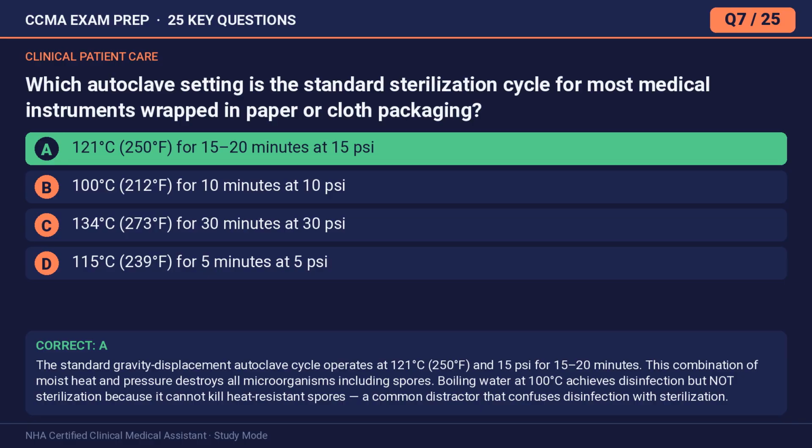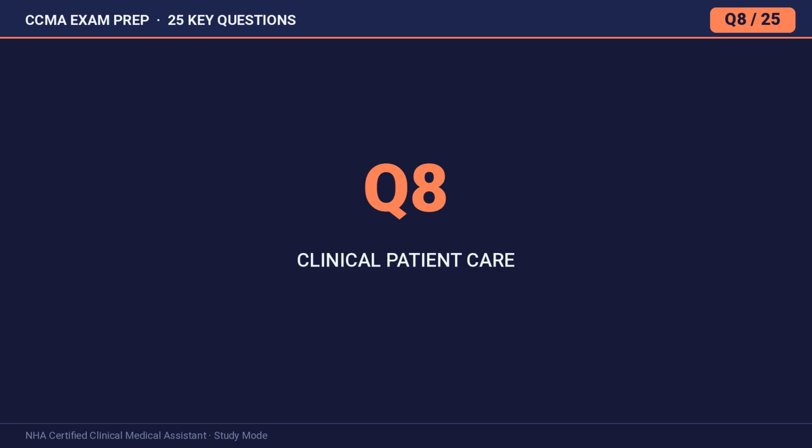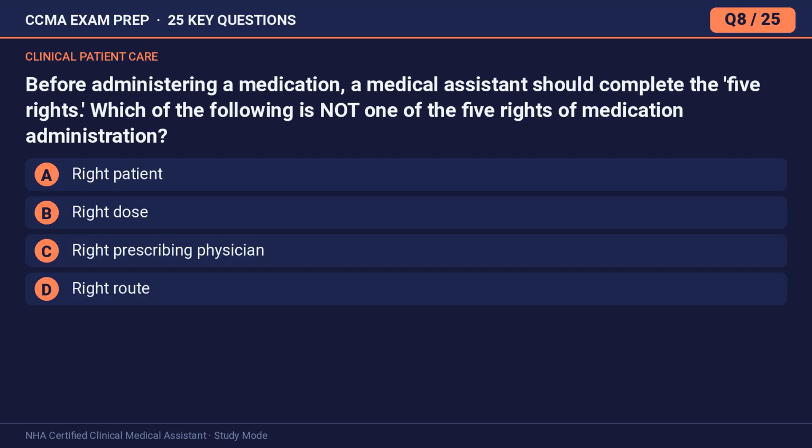The correct answer is C. Fowler's position places the patient semi-reclined at 45 to 60 degrees and is commonly used for patients with respiratory difficulties or cardiac conditions and during nasogastric tube insertion. Sim's position, lying on the left side with right knee drawn up, is used for rectal exams and enemas. Prone position, face down, is used for back procedures.